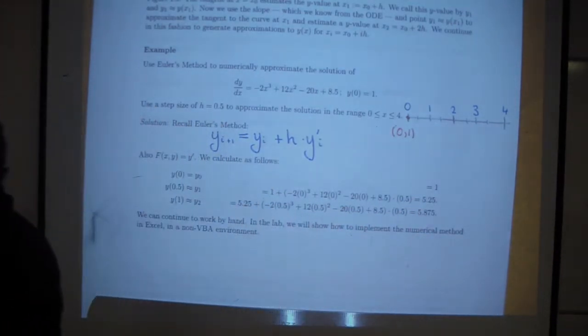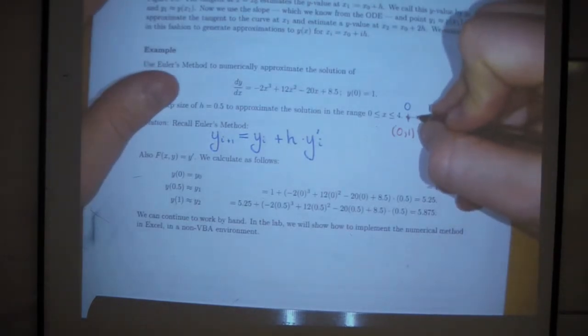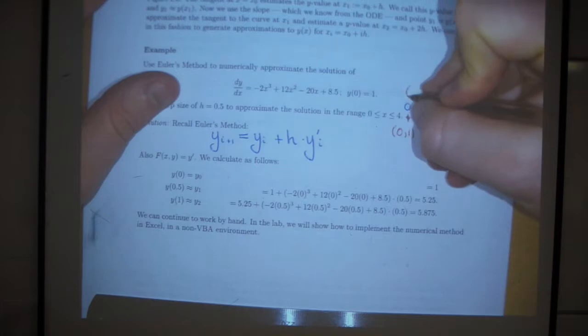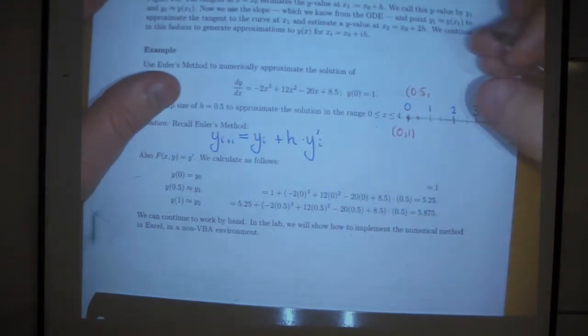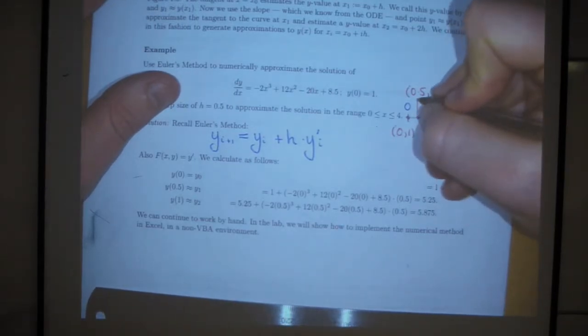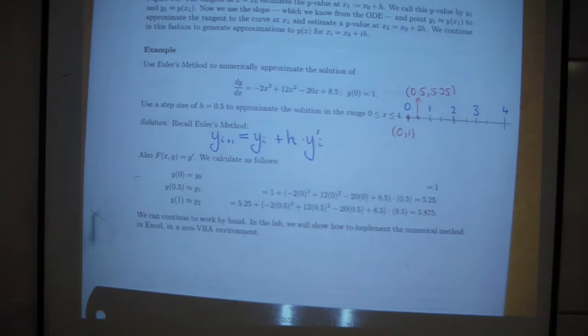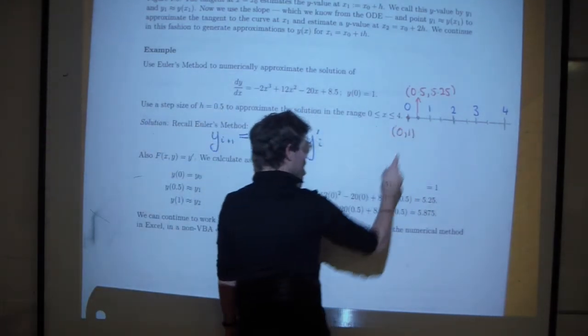Now that is an approximation to the true solution at 0.5. So we might just write that here. At 0.5, we estimate that the exact solution of this is 5.25. Now what we want to do is jump off that approximation to figure out what's going on at 1.